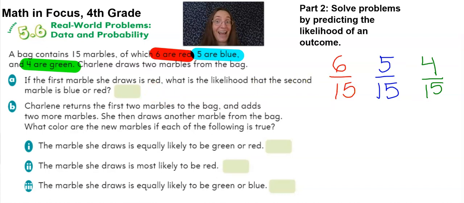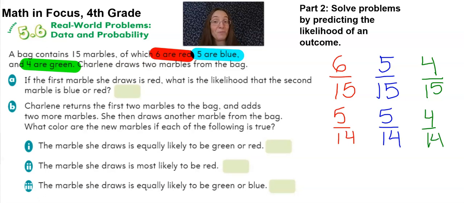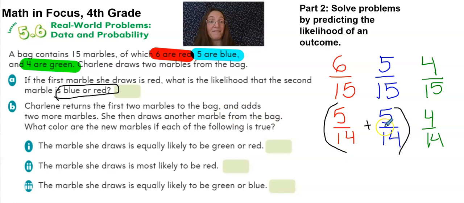Pause to figure it out. Now there are 14 marbles in the bag, and there are only 5 of them that are red. But now the outcome that we're looking for is red or blue. So to figure out the probability for that, I'm going to have to add together the red marbles that are left and the blue marbles that are left. And I believe that that leaves me with 10/14.